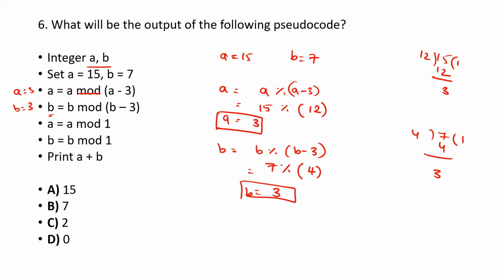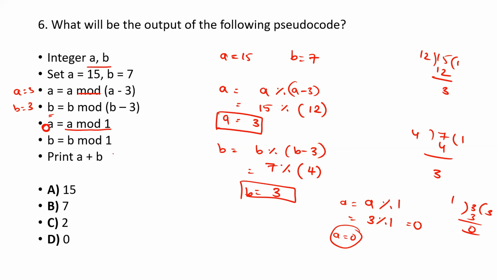Now again what they are doing, A is A mod 1. So A is equal to A percentage 1. Now what is the value of A here? The value of A is 3. So 3 percentage 1 will be what? It will be 0 because when you divide 3 by 1, you'll get 1 3s are 3 and 3 minus 3 is 0. So the updated value is now 0. So in A, we'll now be storing 0.